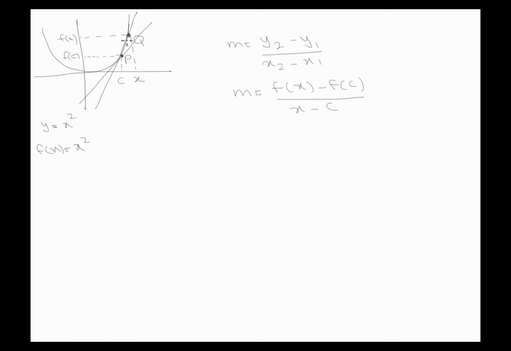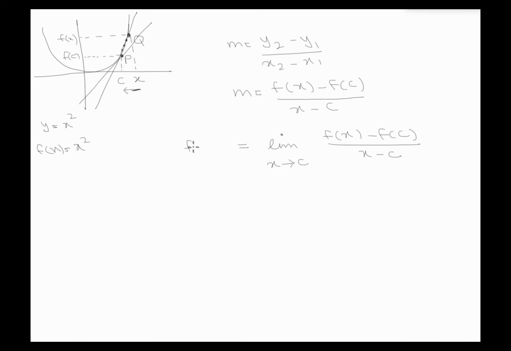Okay, so what does that mean? As Q gets closer and closer to P, in reality it's just the x value that's getting closer and closer to c. So we can write this as a limit. We can say as the value of x gets closer and closer to the value of c, then the gradient of the secant, which is f of x minus f of c over x minus c, is going to get closer and closer to the gradient of the tangent at P.